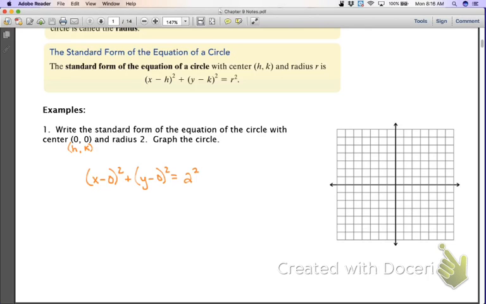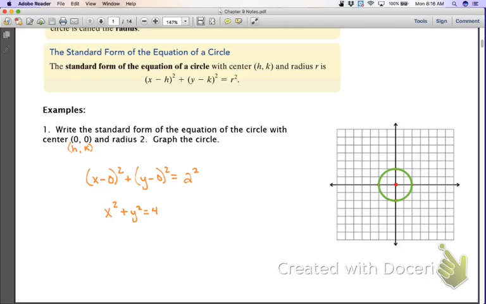This one's pretty straightforward and easy because it's just going to be x squared plus y squared equals 4. Then whenever I graph it, the center is where I start from. Let's make it red so we can see it. There's my radius. Since my radius is 2, I'm going to go 2 to the right, 2 to the left, 2 up, 2 down, and then draw my circle.